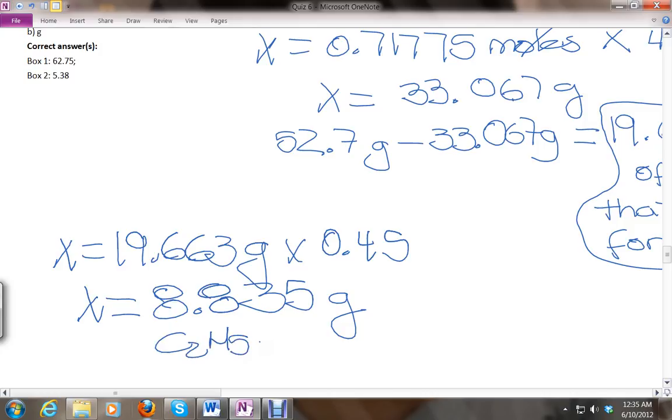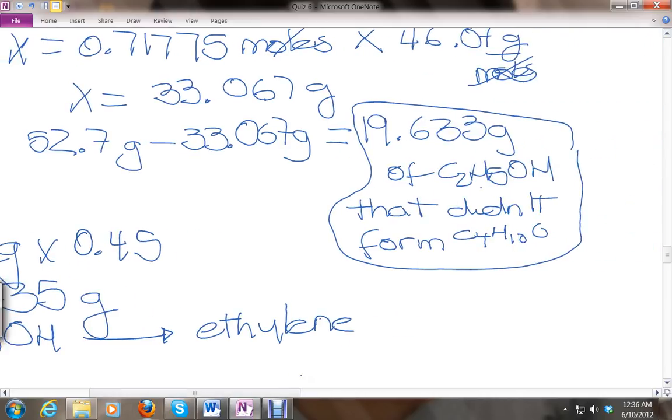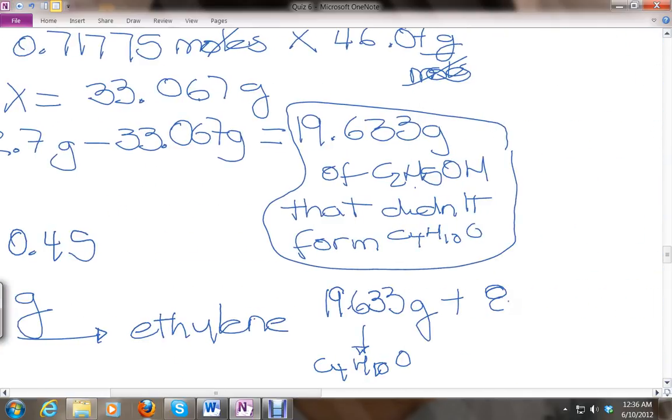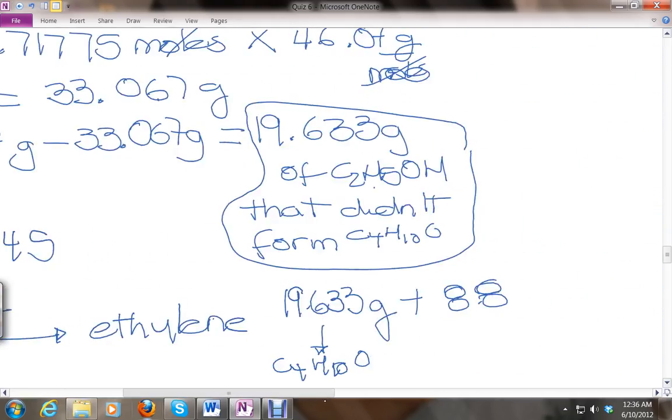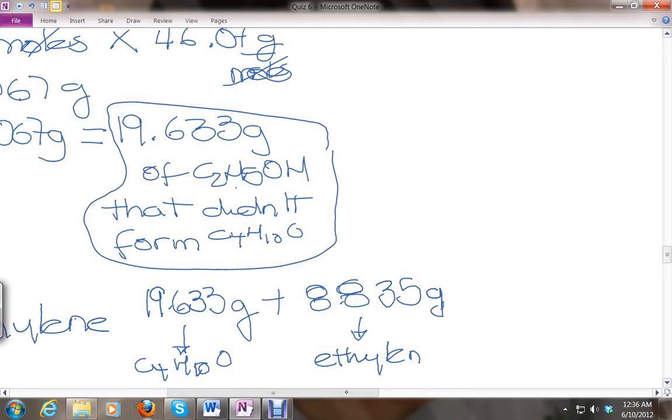that form the ethylene. What I'm saying is that from those 19 grams that didn't form the diethyl ether, C4H10O, only 45% forms ethylene. So 19 grams are going to form the C4H10O. Then 8.835 are going to form ethylene. The rest, throw to the garbage. It doesn't say in the problem.